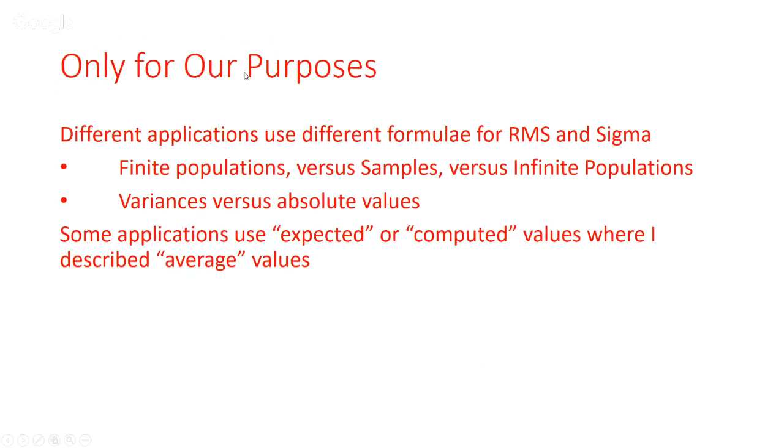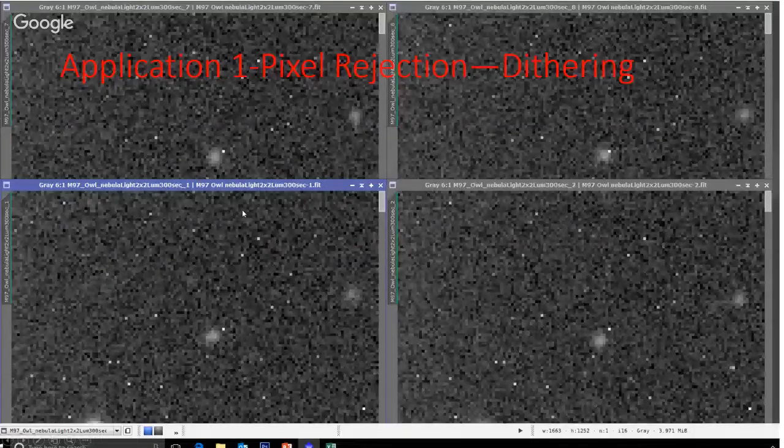And this is the slide that I was talking about that was going to come up eventually. Different applications use different formulae. Some applications use expected or computed values, where I've described the average values, and it goes on like that. Okay, got it? Let's see, what do we do question-wise?